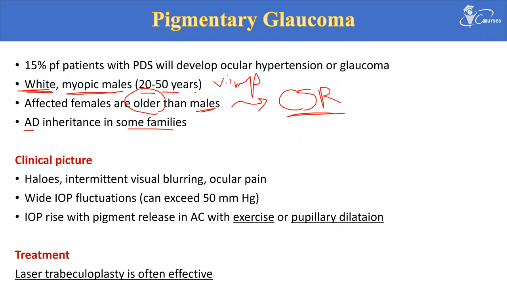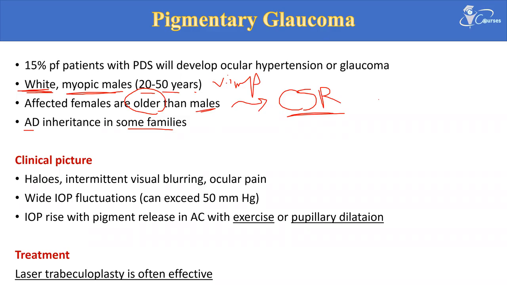It can sometimes reach up to 50 millimeters of mercury. Those patients will have a sudden rise in intraocular pressure. They will report halos and intermittent visual blurring due to corneal edema. This high intraocular pressure will also cause ocular pain.